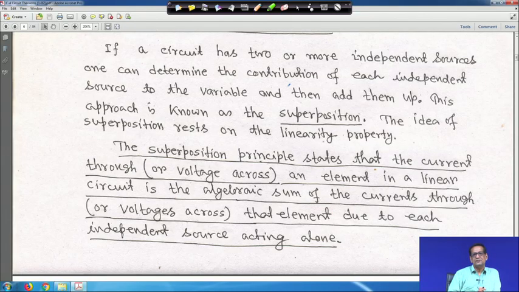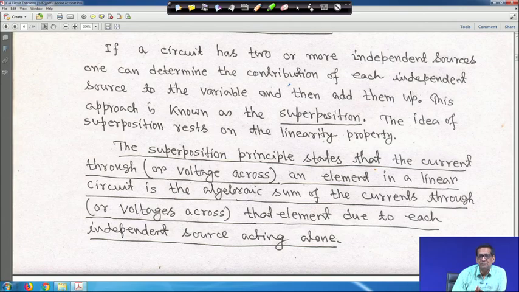The idea of superposition rests on the linearity property. The superposition principle states that the current through or voltage across an element in a linear circuit is the algebraic sum of the current through or voltage across that element due to each independent source acting alone. Whenever you are applying superposition, you consider only one independent source at a time.